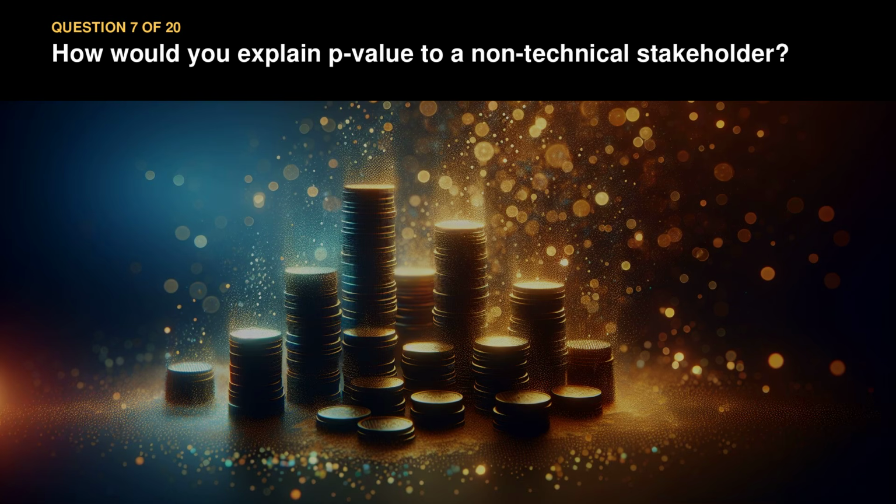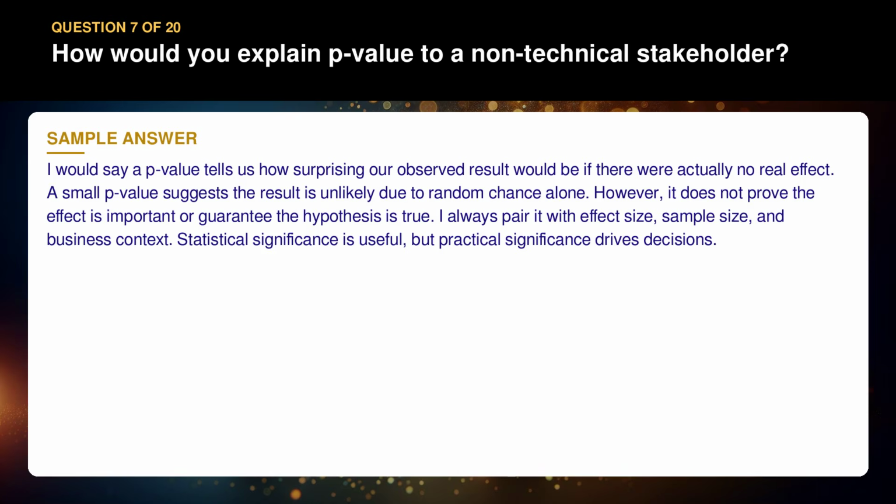How would you explain p-value to a non-technical stakeholder? I would say a p-value tells us how surprising our observed result would be if there were actually no real effect. A small p-value suggests the result is unlikely due to random chance alone.